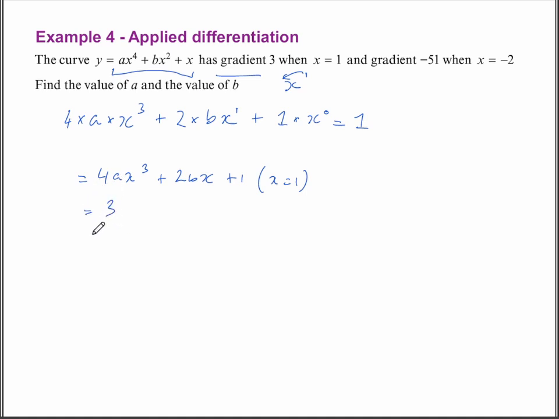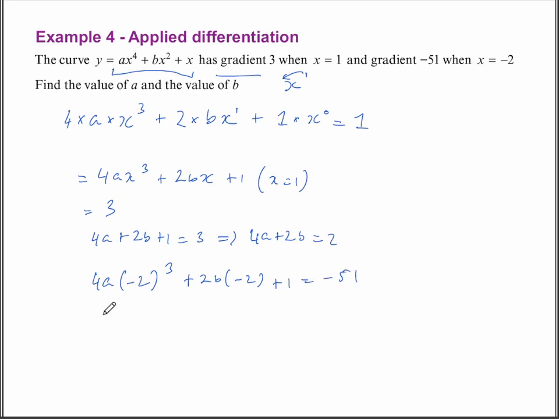Therefore, 4a plus 2b plus 1 will equal 3, which gives us that 4a plus 2b is equal to 2. On the other hand, the gradient is negative 51 when x is negative 2. So 4a times negative 2 cubed plus 2b times negative 2 plus 1 will equal negative 51. This gives us negative 32a minus 4b is equal to negative 52.